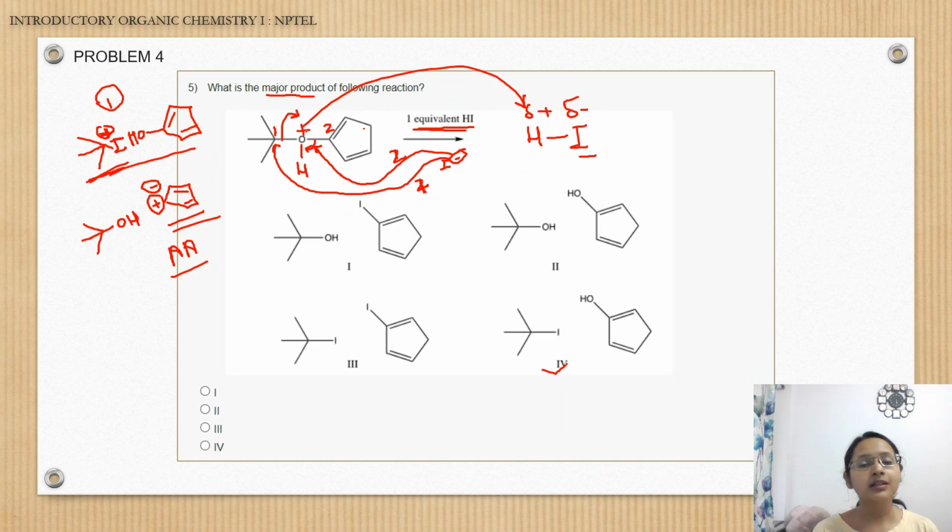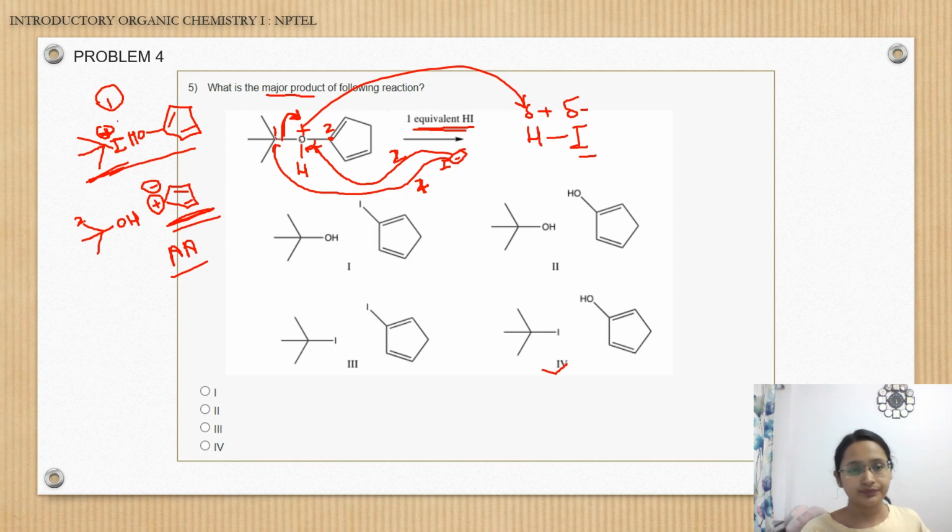Now the iodide, as it is present in the system, this I minus has two options: either to attack carbon number 2, or to attack carbon number 1. It will prefer to attack carbon number 1, because the carbocation generated after the cleavage of the C1-O bond is the more stable one, a tertiary carbocation. If I minus attacks carbon number 2, you will have a carbocation which is anti-aromatic in nature. That is why the iodide prefers to attack carbon number 1.